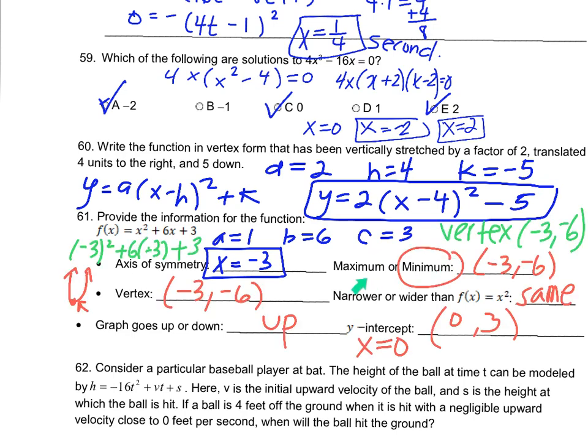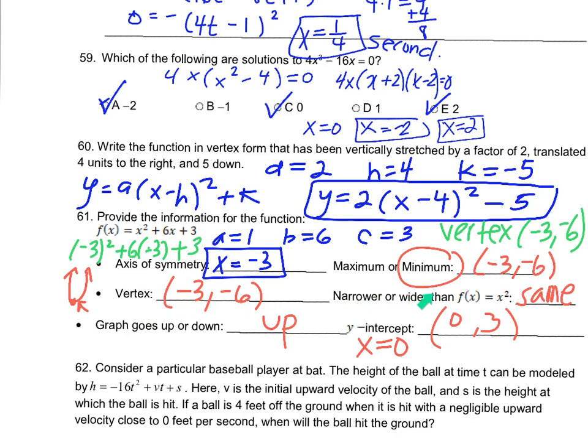Now, I know I have a minimum because my graph opens up, which means that I'm at the bottom here, which is a minimum. Looks like I'm in a hole. So my vertex is my minimum, negative 3 comma negative 6. That is also my vertex.